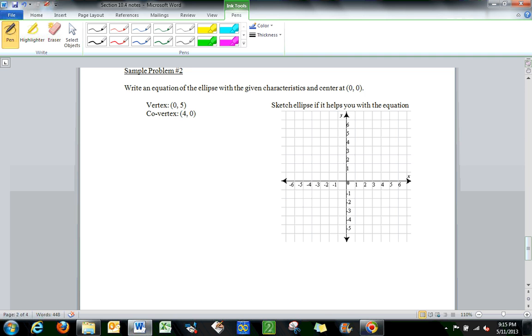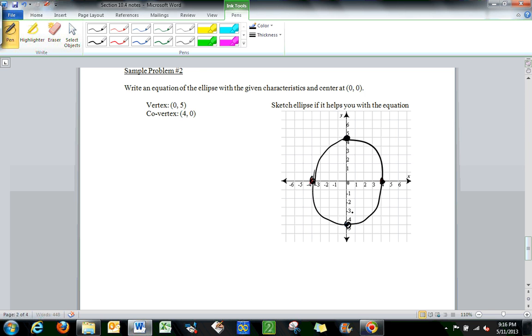So in this case I have a vertex of 0, 5, so it's 1, 2, 3, 4, 5. Keep in mind, if I have a vertex at 0, 5, I have to have one at the opposite as well. So 1, 2, 3, 4, 5, so I have to have one down at negative 5. And a co-vertex at 4, 0, 1, 2, 3, 4, and then of course the opposite. And then I can just do the best that I can to sketch the ellipse.